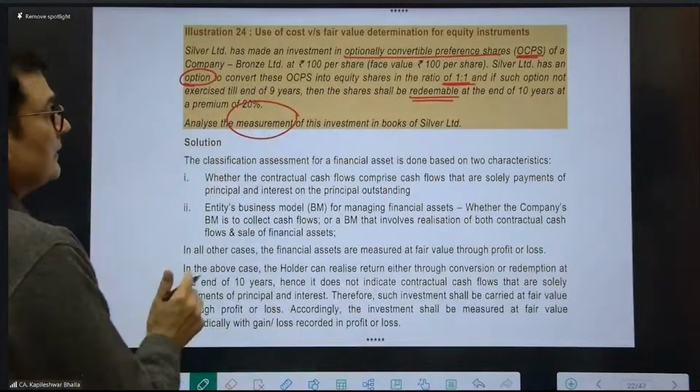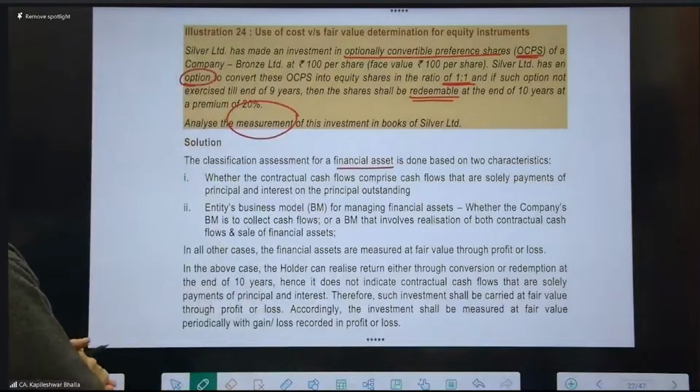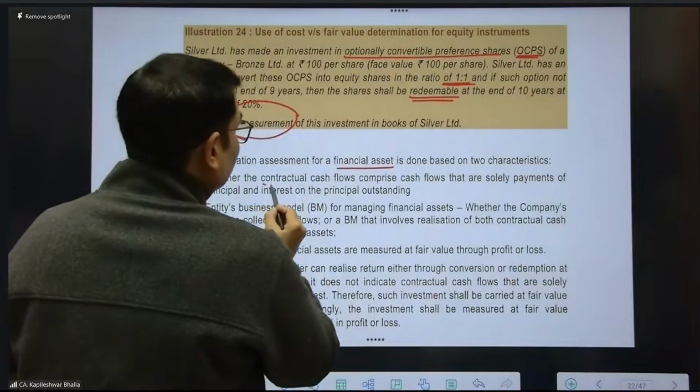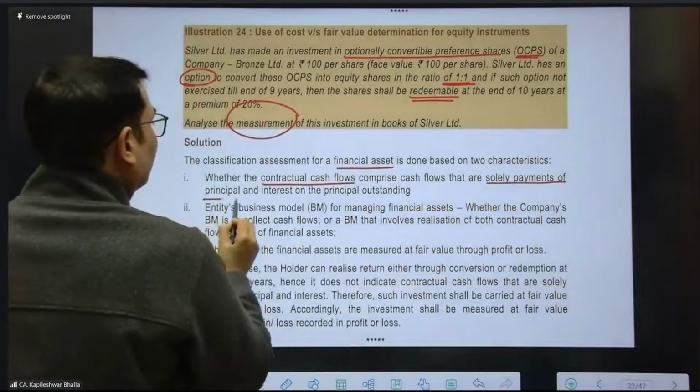Now let's have a look. The classification of the financial asset is done based on two characteristics: whether the contractual cash flows comprise solely payment of principal and interest.